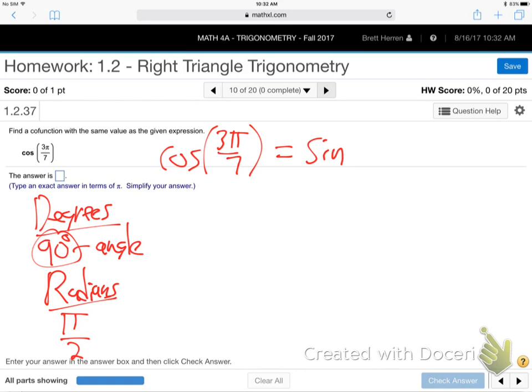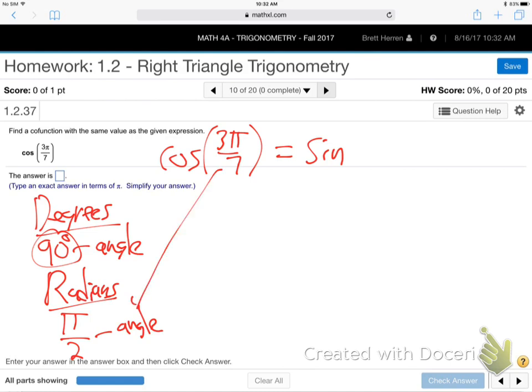Whenever I see pi, I just think that pi is 180. That helps me. So pi is 180. That's 180 over 2. Yes, indeed, that is 90, isn't it? So that's 90 in the radians. So it's the same thing. You just take pi over 2 minus the angle when you're doing radians, right?